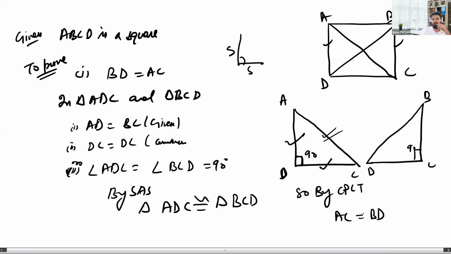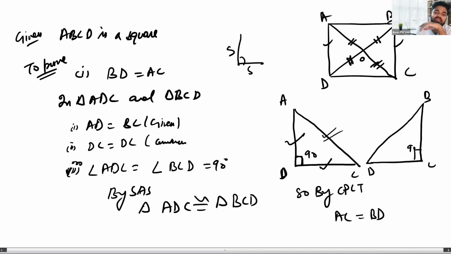Okay. Now, how will you prove that they bisect each other? It means you need to prove that this side is equal to this side and this side is equal to this side, if we consider O as the center. Sir, can you repeat it again? How will you prove that this side is equal? It means we need to prove now that the diagonals bisect.